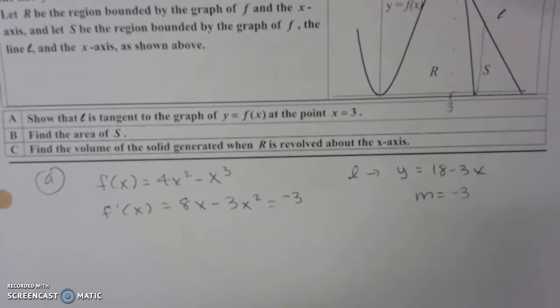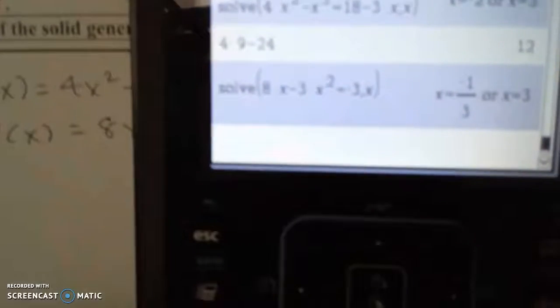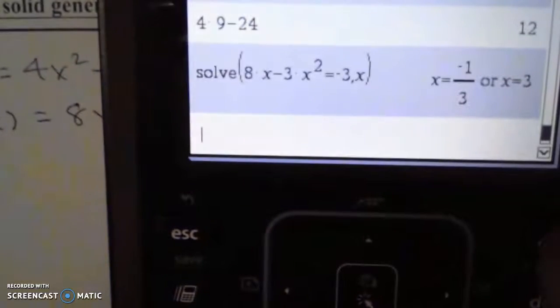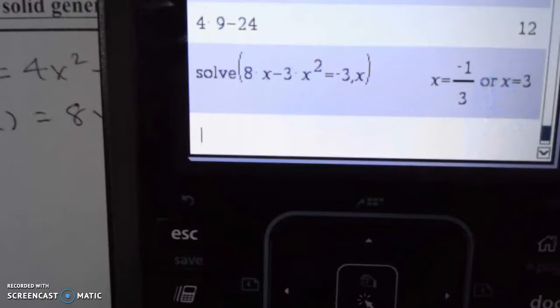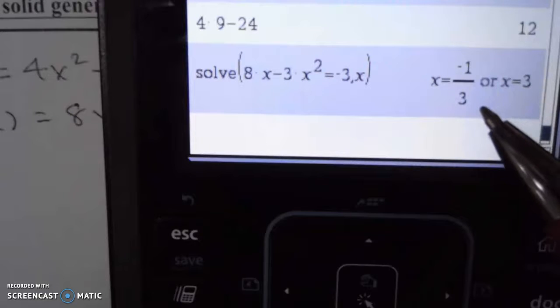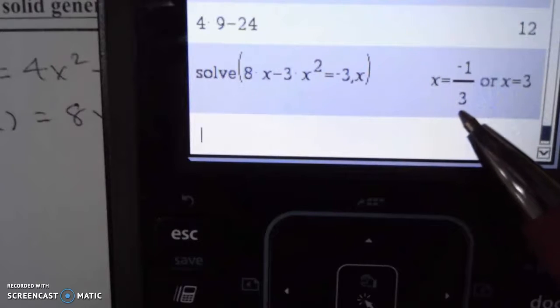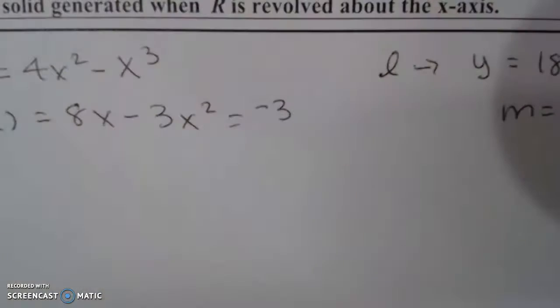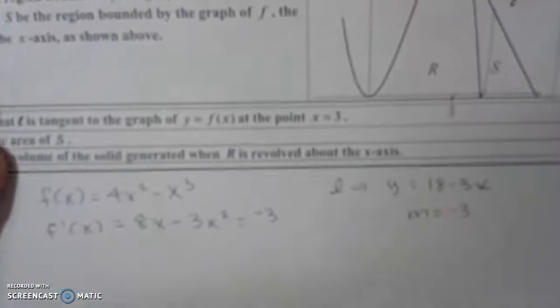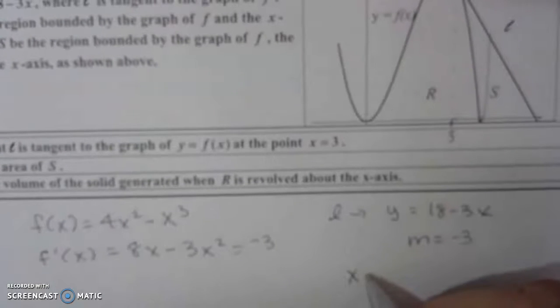Now the reason this is a calculator problem is because we're going to have to go into our calculator and type in 8x minus 3x squared equals negative 3, comma x, and we see that those two are going to equal each other when x is negative 1/3 or when x is 3. All right, so we come back here, and it's going to work when x equals negative 1/3 or x equals 3.